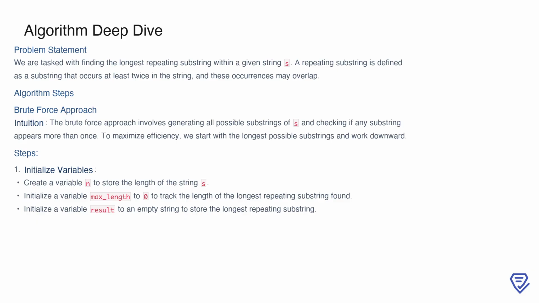The first step is to initialize some variables. We'll use n to represent the length of the string s, max_length to track the length of the longest repeating substring we've found so far, and result to store that substring itself. With these preparations, we can systematically search for the solution.